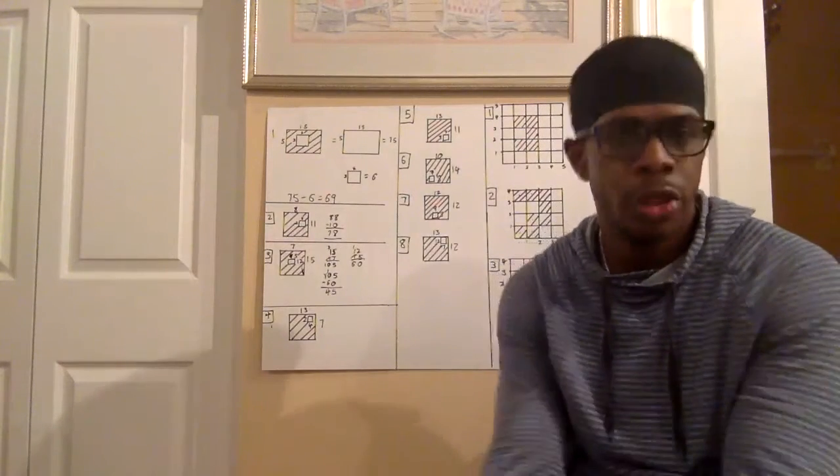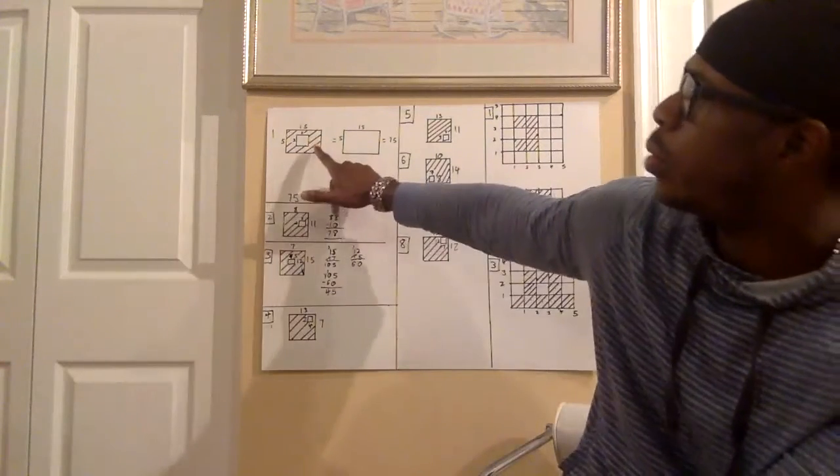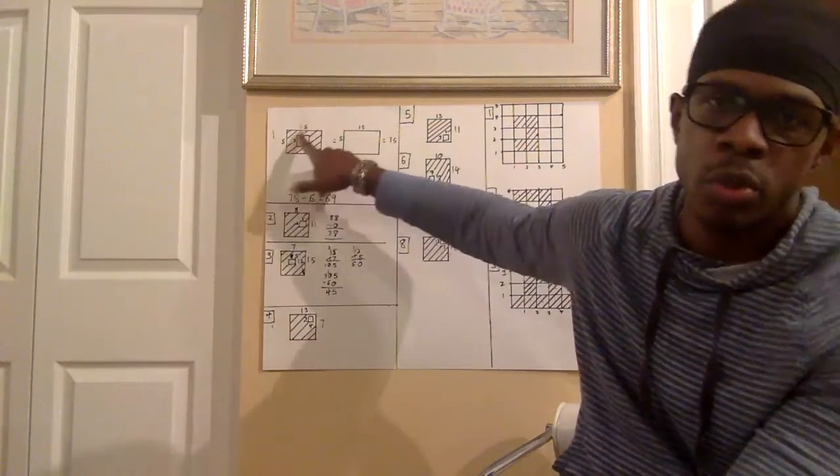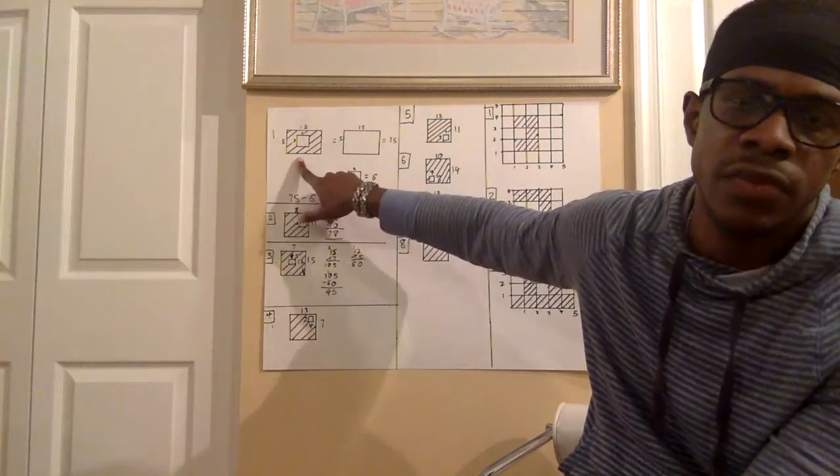Today we will be doing area within a shaded region. So we already know the formula for area, which is length times width. But now you're going to be seeing shapes where we don't want to know the entire area, but we just want to know what the area is in the shaded figure.